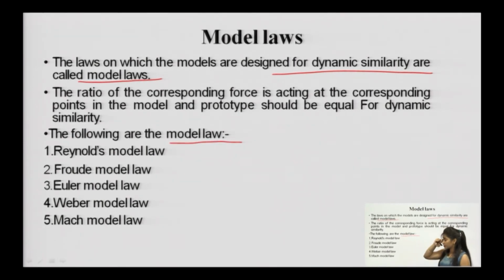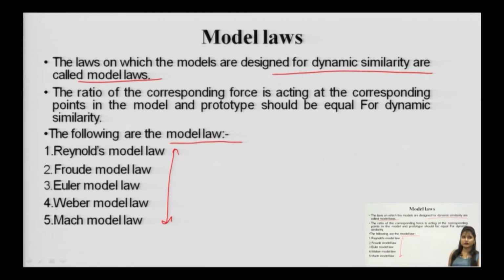Now, what are the model laws? There are 5 model laws, given in terms of 5 dimensionless numbers. The first one is Reynolds number, then Euler's number, Weber's number and Mach number.